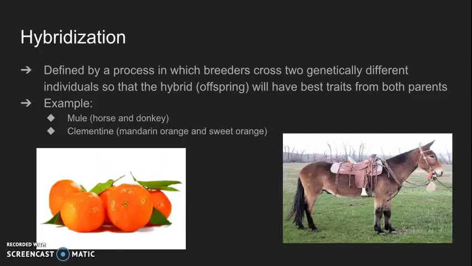Another example, which is a plant example, is the clementine. The clementine is actually a cross between two different oranges, and they are genetically different. This would be the mandarin orange and a sweet orange, and as a result, produce the clementine.